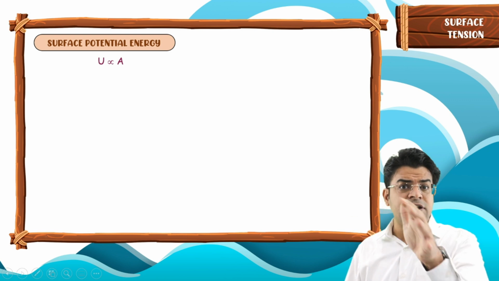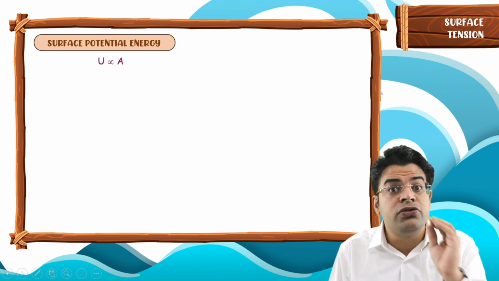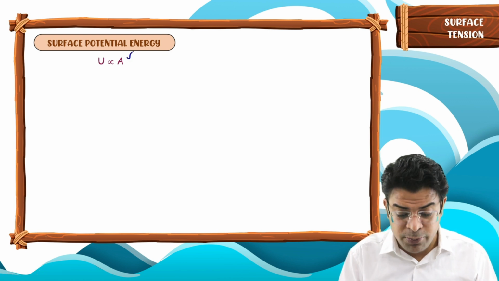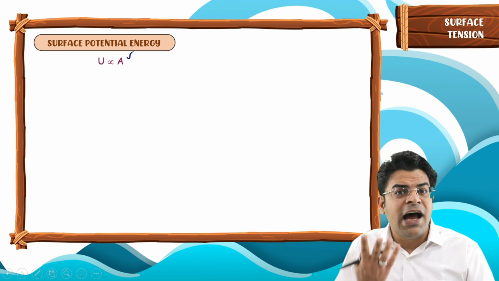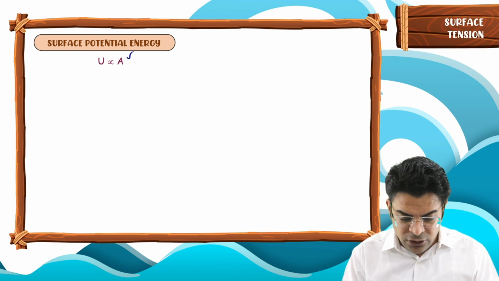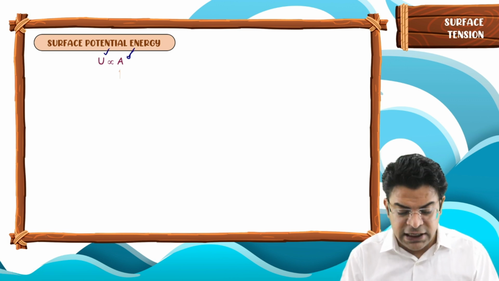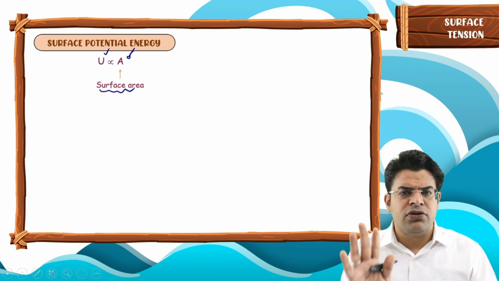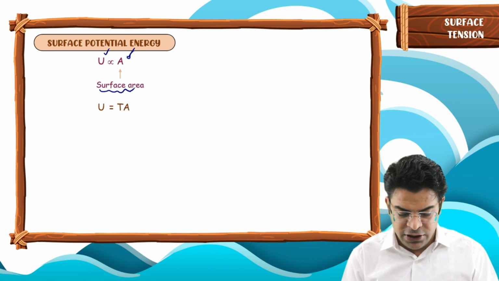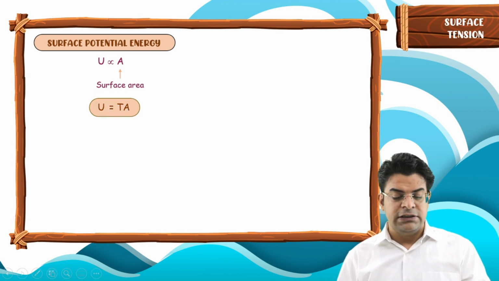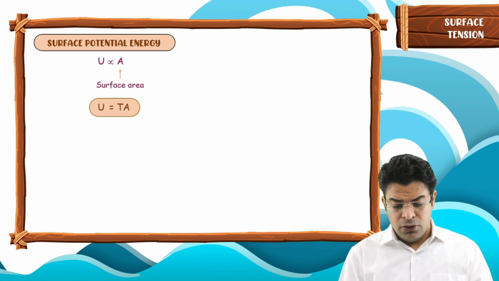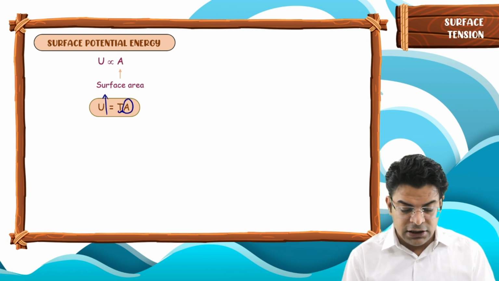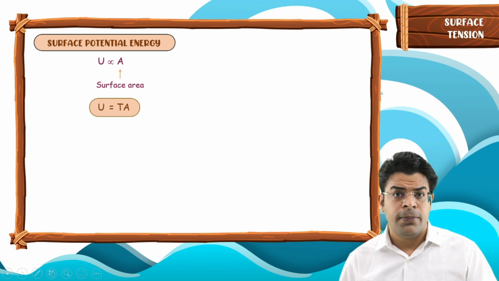The greater the surface area, the greater the number of molecules on the surface, right? So every time physicists see a proportionality, what do they do? They add a proportionality constant. We know that potential energy is directly proportional to surface area. When we multiply a proportionality constant, that constant has been named T, where T represents the surface tension. So the greater the surface tension for the same area, the greater the surface potential energy.